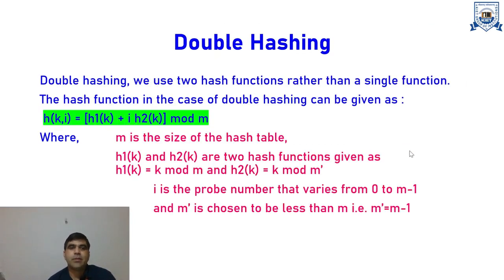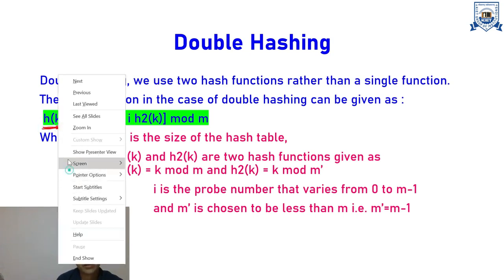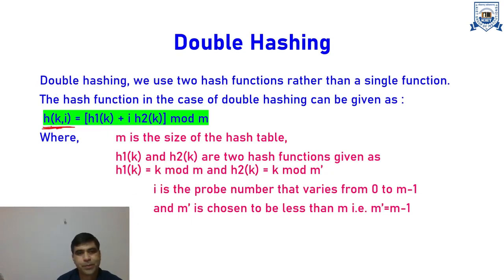Then we have double hashing. In double hashing, we use two hash functions rather than a single function. The hash functions in double hashing can be any hash functions given. So the hash formula in this case is the actual hash function to calculate where the key k is going to be stored, and i is the probe. m is the size of the table. h1(k) is the first hash function, plus i is the probe times h2(k), the second hash function.